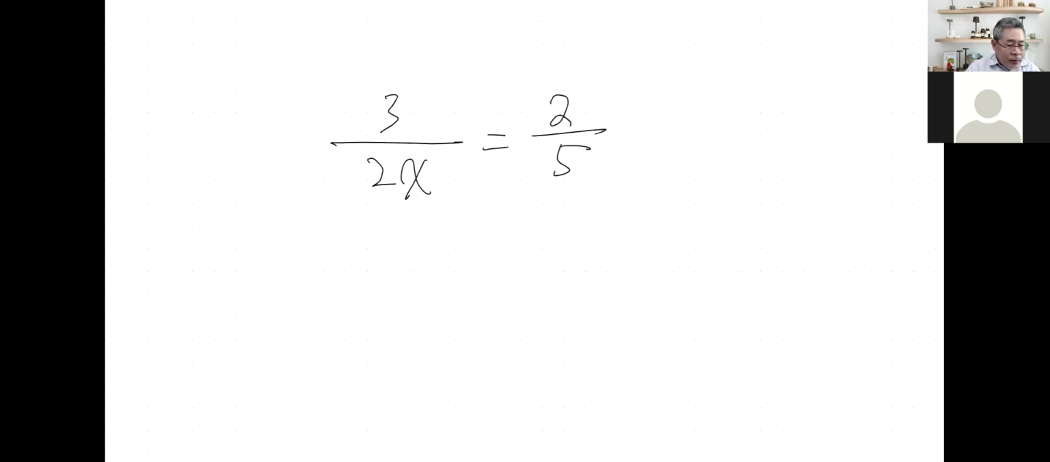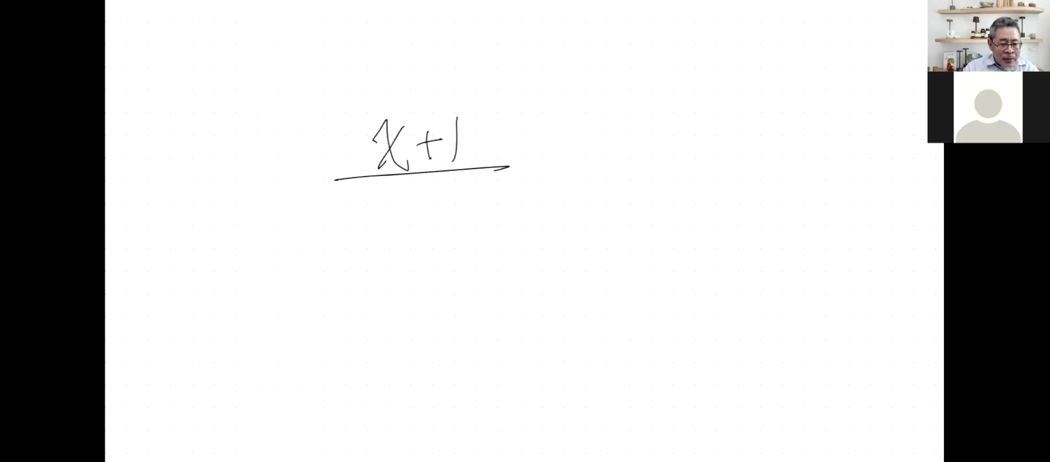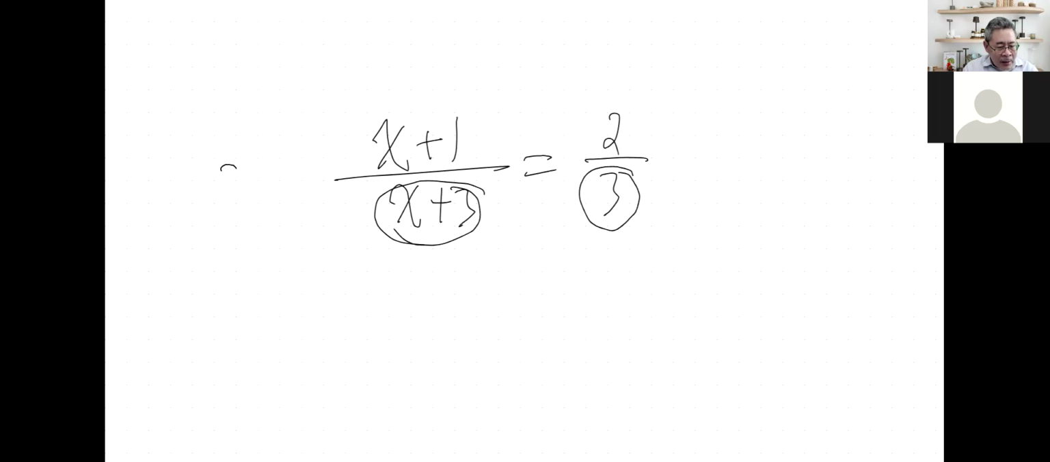Okay, now we're going to do something a little bit more complicated, but the same. We use the same strategy. For example, (x plus 1) over (x plus 3) equals 2/3. So we want to take out this and that. So what we can do is to multiply the denominators on both sides.